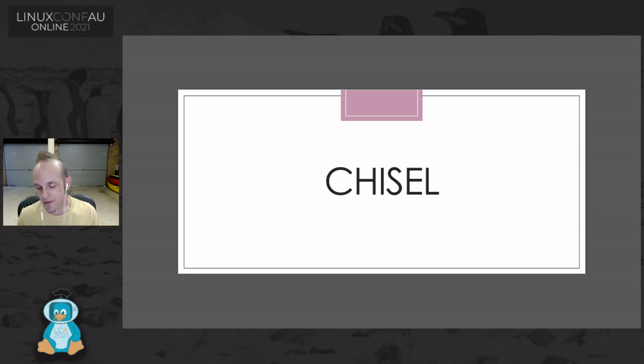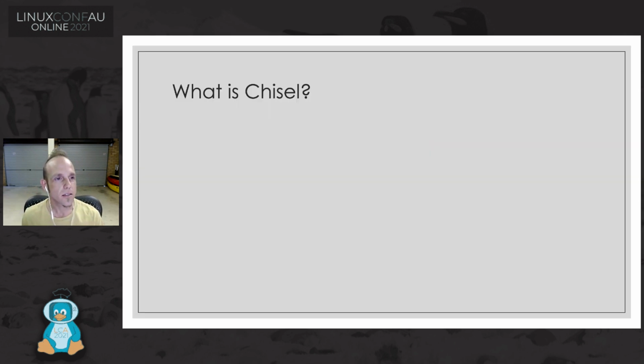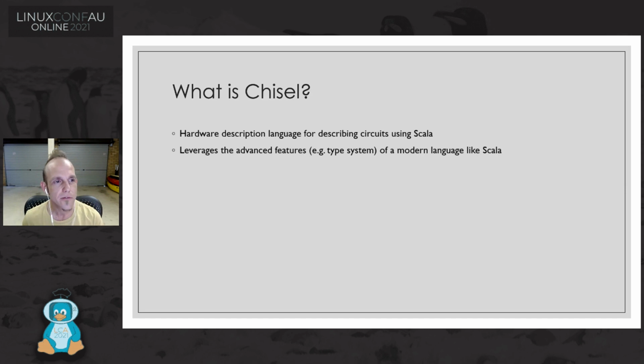All right, so that was a brief intro to Chisel. Let's just talk about what it is. So as I mentioned, it's an HDL for describing circuits using Scala. And it leverages these advanced features of a modern language like Scala. So the type system, as you saw before, there are other things you can do to lean more heavily on the Scala language to describe circuits.